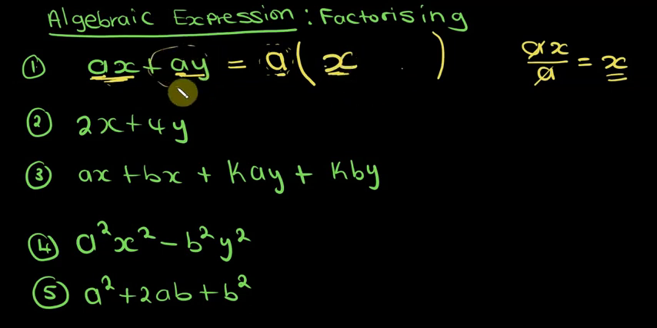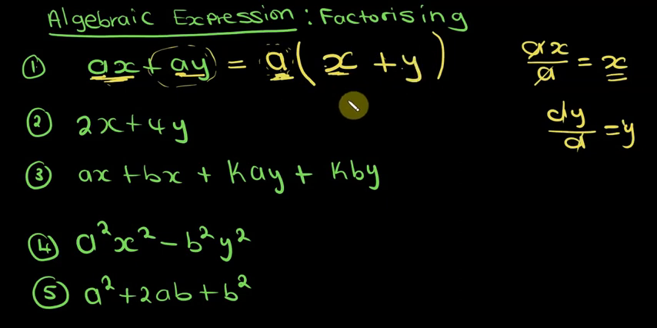Then we look at the second term, positive ay. We divide it by our common factor. A and a cancel out, so we have y, so positive y. So there you have it. If we factor that one out, we'll have a outside the bracket and the binomial x plus y inside.